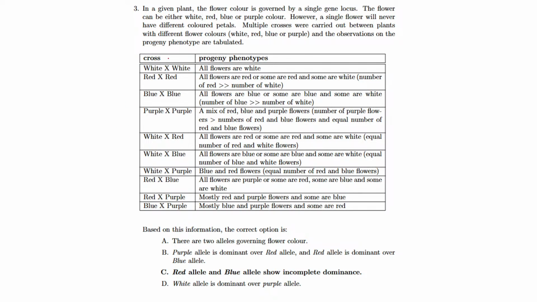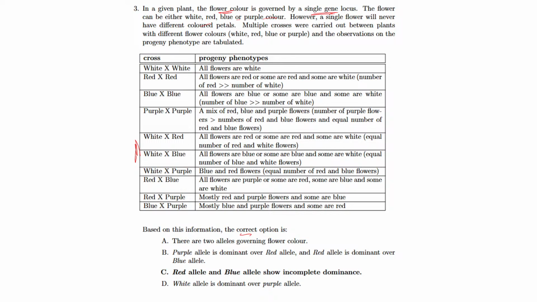In this question, it is said that there is a cross of plants, and the gene over here is the flower color, which is governed by a single gene locus. The flower can be either white, red, blue, or purple. However, a single flower will never have different color petals. That means they will never show co-dominance, but incomplete dominance may be shown. Here I have crosses. You can go through this. Let us directly go to the options.